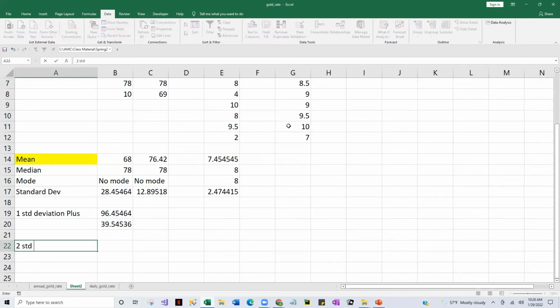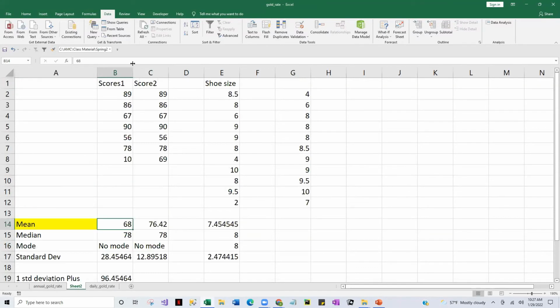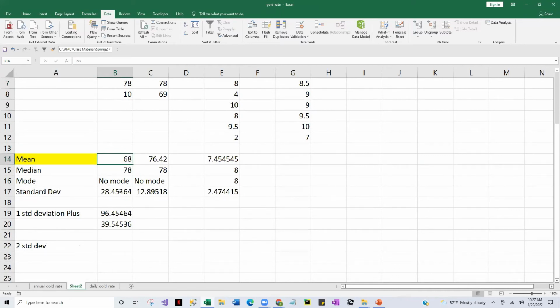Could you repeat that? Yes, let me. So what we are saying is, you know the mean of this data, right? This is the mean, and we have the standard deviation of the data.